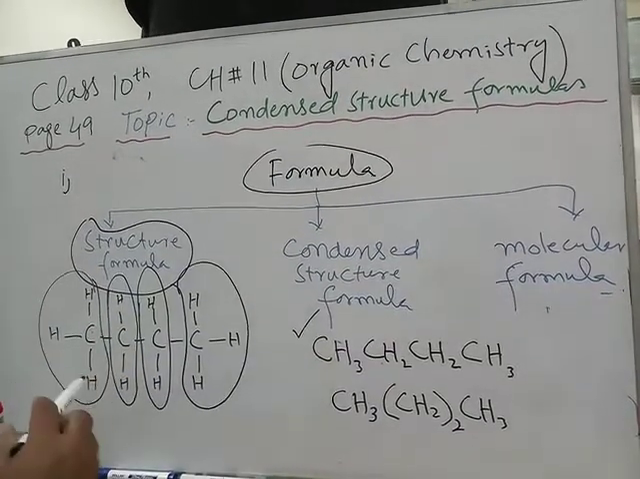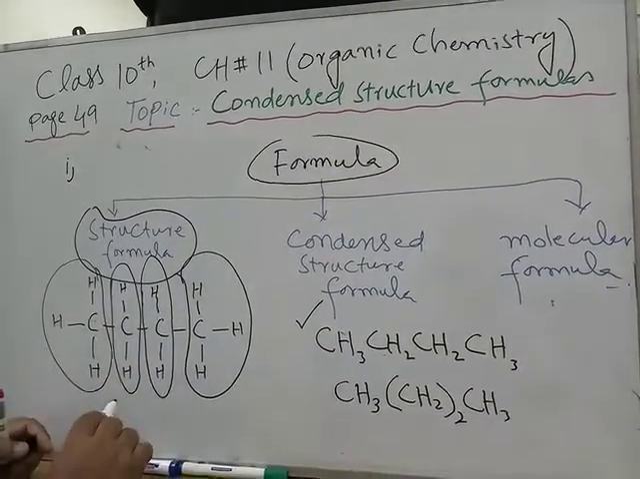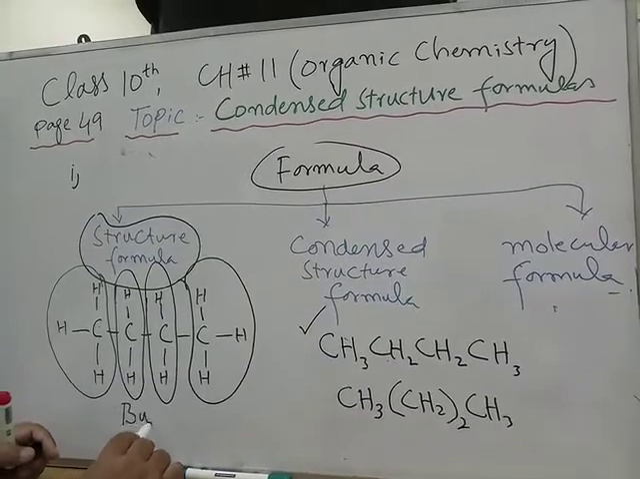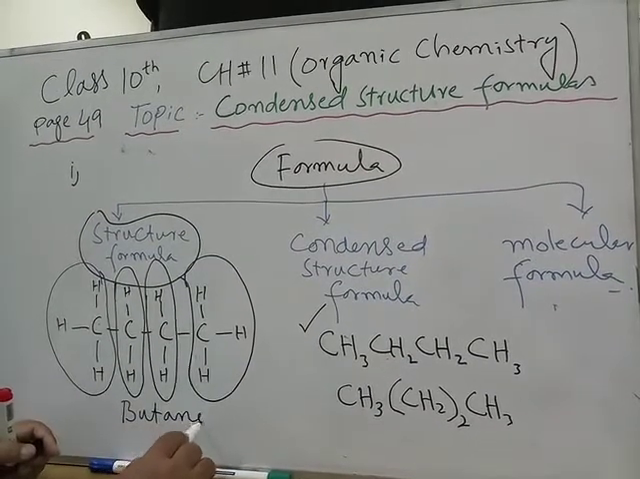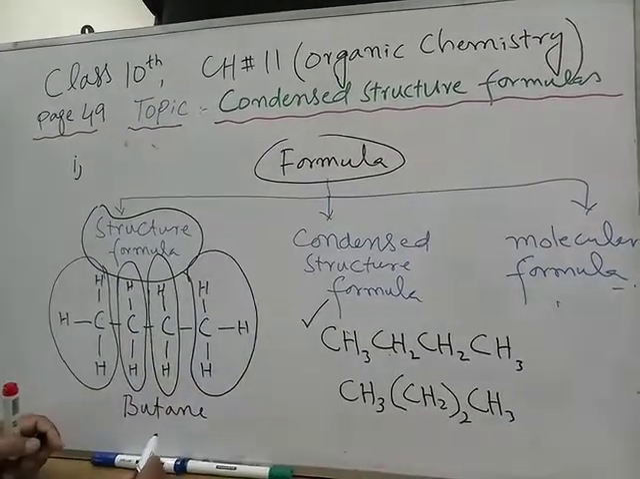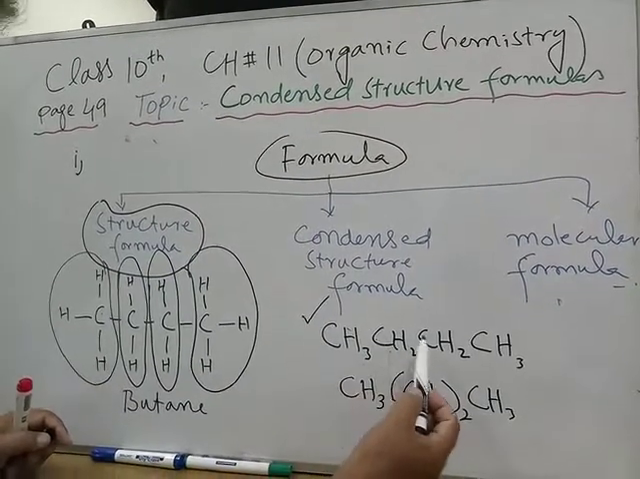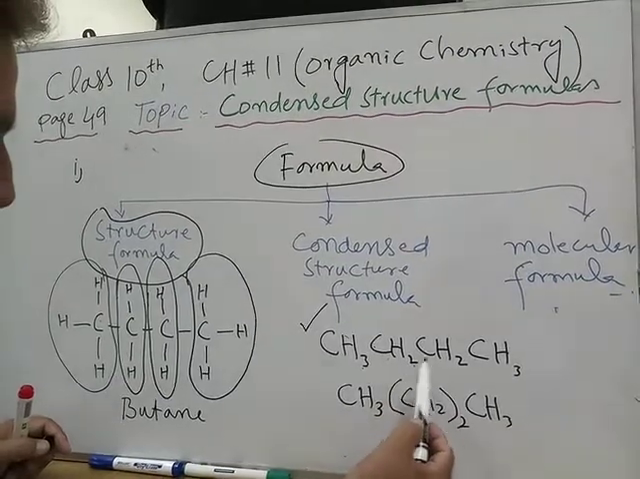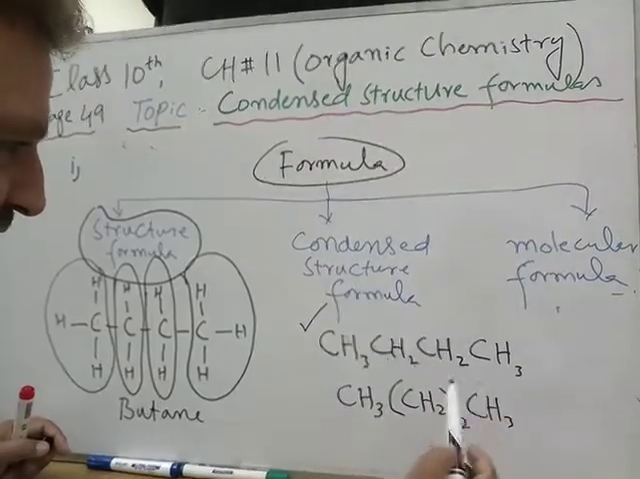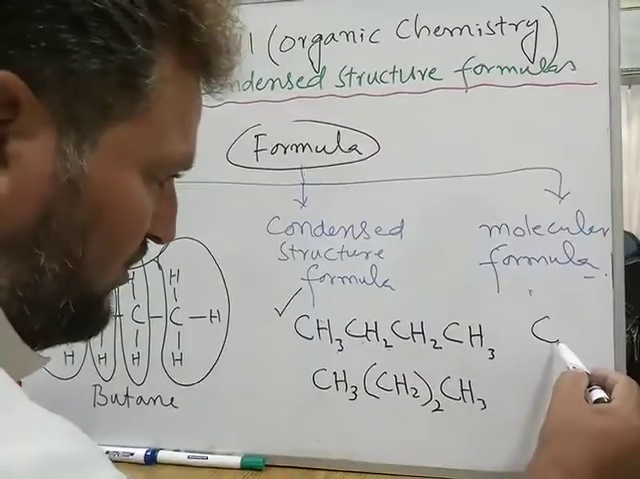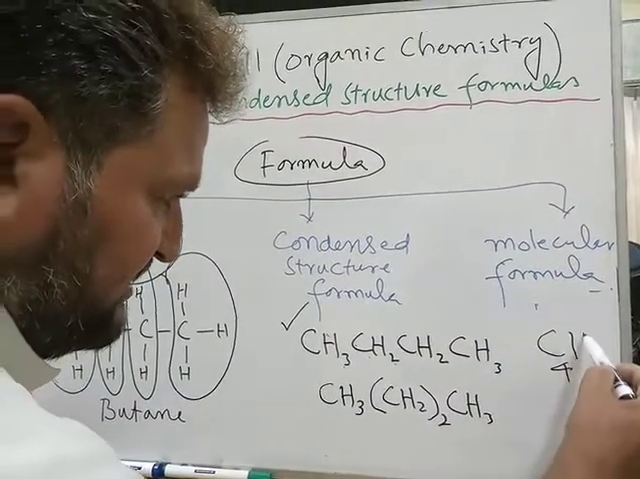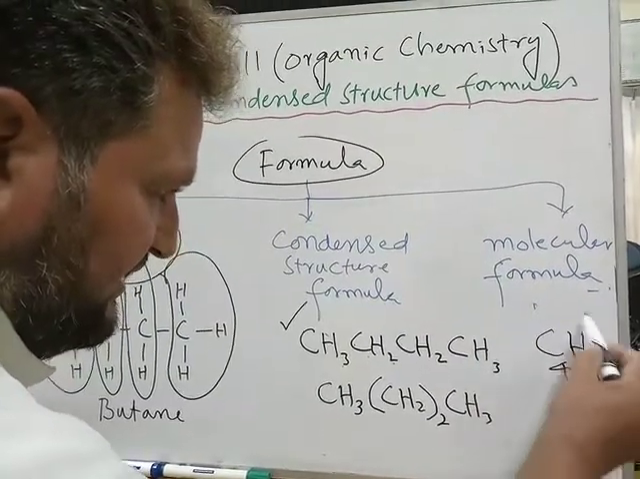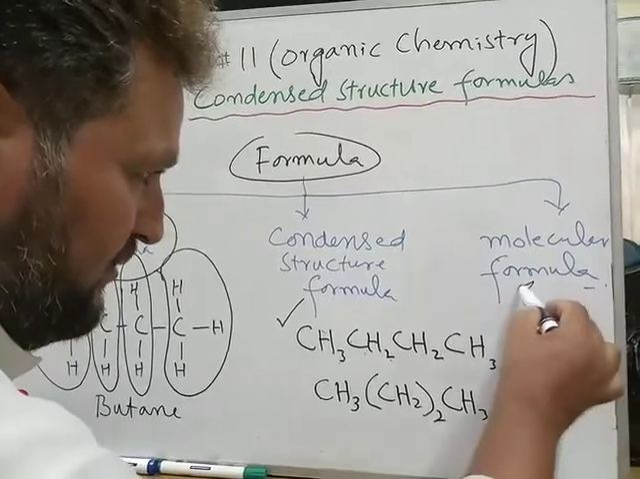Now, I have discussed, we have taken the example of butane. This is butane. It has 4 carbon atoms and 10 hydrogen atoms. So, C4H10. This formula is called what?